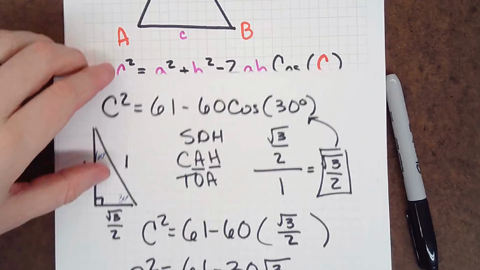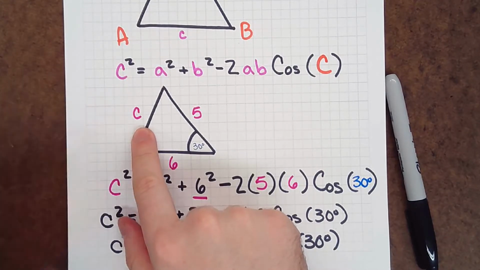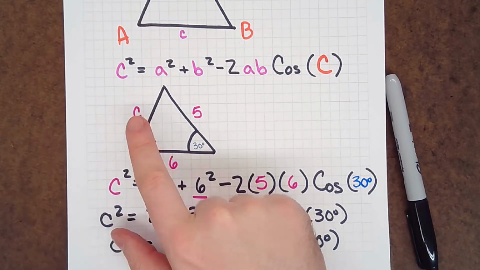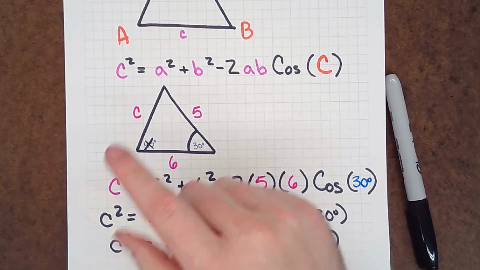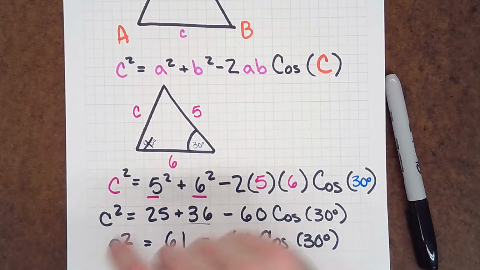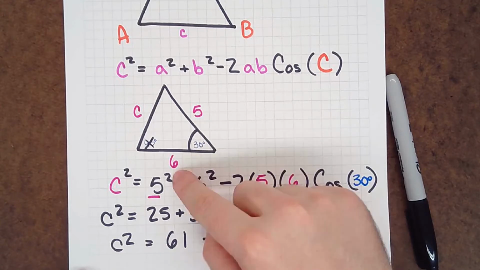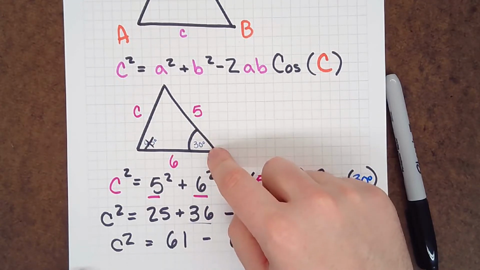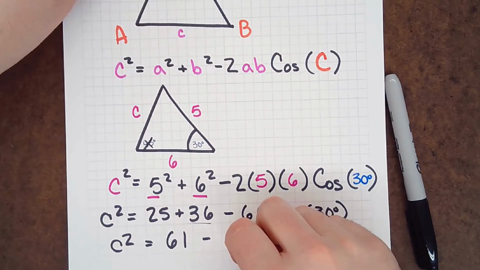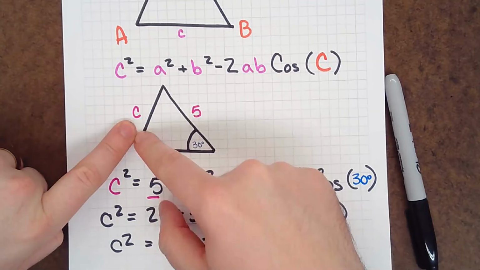So the length on this triangle right here is going to be the root of 61 minus 30 root 3, whatever that is. That's going to be right there. And that's what you get when you have a triangle with a 6 and a 5 and the angle in between them, 30. So what if C, instead of being a side, was that angle?